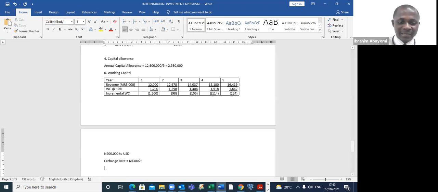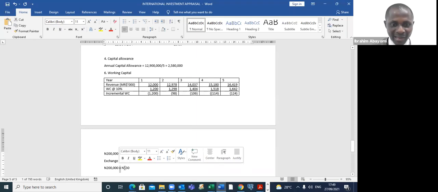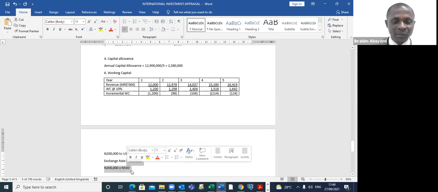I won't say 200,000 naira times 520 or 530. If you do this, you are multiplying the same currency. You are multiplying naira by naira. So your conversion will be wrong. Do you understand? Because what I'm converting and the exchange rate given are in the same currency.